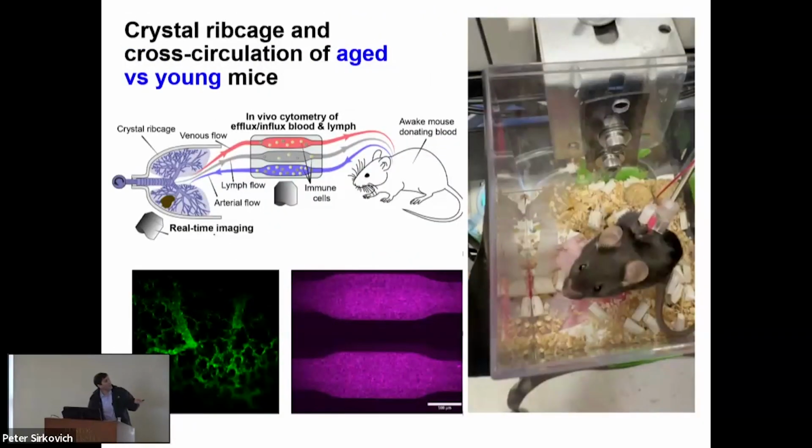This was another video. I wanted to show that the mouse is happy. It's walking around. In real time, the blood is going through tubes into crystal ribcage, which is up here. In the video, I could show you there. And the blood comes back to the mouse. So it's basically a closed loop.